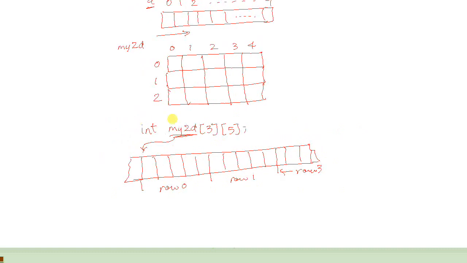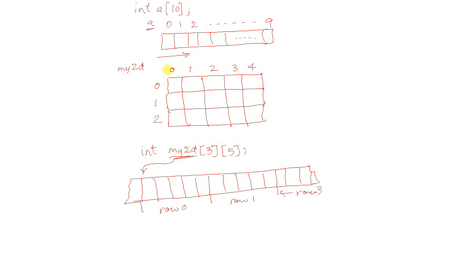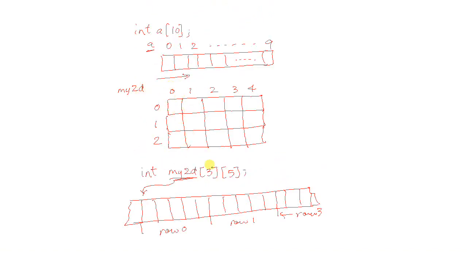That's outside the point for now. We will see why this is important to know when we start doing pointers to two-dimensional arrays, but for now, this is essentially what it is. Now, how do we access the individual elements of a two-dimensional array?